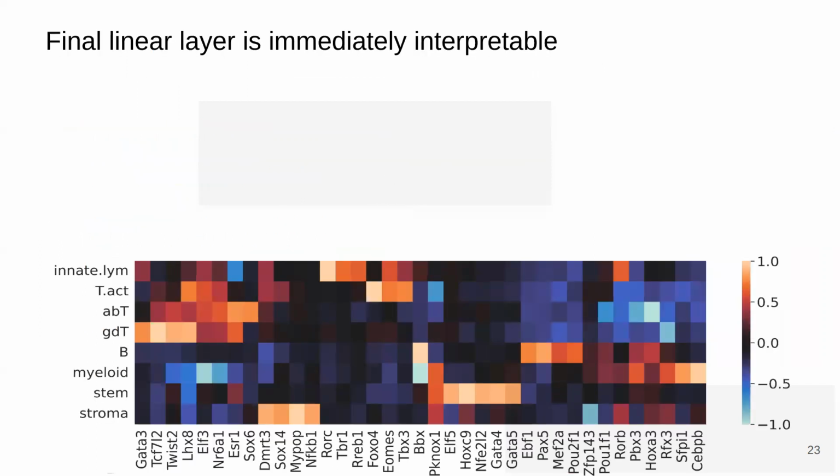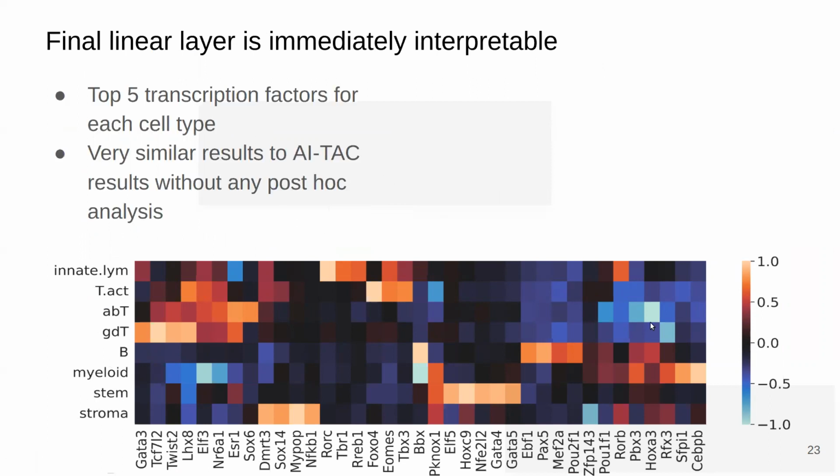Okay, so we said the final layer is immediately interpretable, and this is actually what it looks like. Very much like in the AI-TAC figure, we have cell types and we have motifs here. We're just showing the top 5 TFs for each cell type, and the heat map we get is in fact very, very similar to what we get with AI-TAC. So for example, we get EBF1 and PAX5. We don't get duplicated filters for the same TF. It's just what we put in. We get RORgamma for innate lymphocytes. So all of the sanity checks are there.